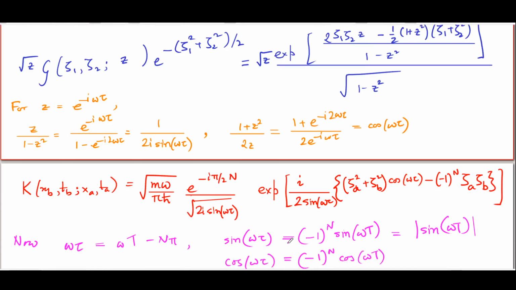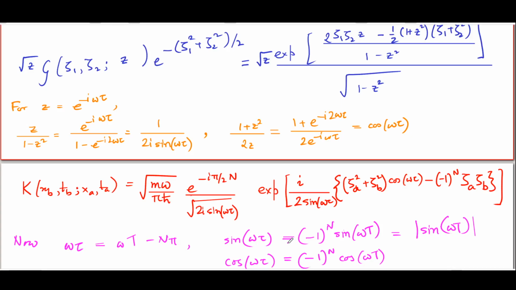Now since omega tau is omega capital T minus n pi, it follows from elementary trigonometry that sine omega tau and cos omega tau are basically minus 1 to the capital N multiplying sine omega t and cos omega t respectively. Sine omega tau must be positive, omega tau being in the first two quadrants, so sine omega tau can also be written down as mod of sine omega t.